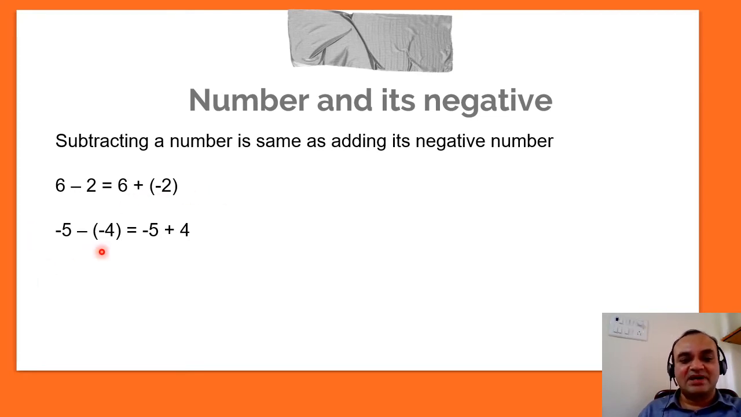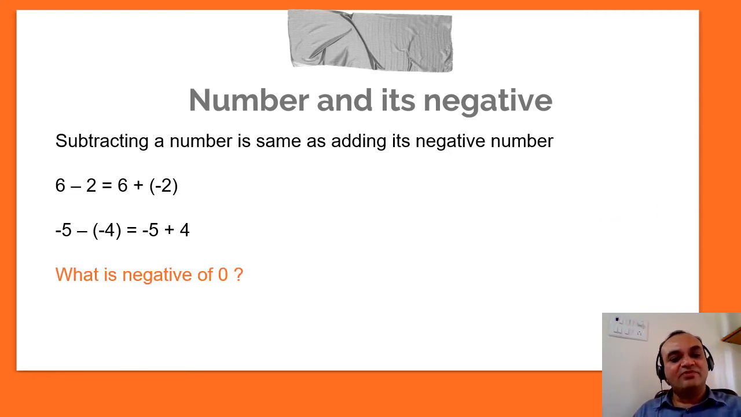Similarly, we want to subtract minus 4. So we want to do minus 5 minus negative 4, which is the same as minus 5 plus 4. So again, subtracting a number is the same as adding its negative number. This notion of a negative number wasn't there in natural numbers or whole numbers, but with integers we have these numbers. So in integers, addition is really the only key operation, because subtraction we can just represent as adding a negative number. So that covers addition and subtraction of integers.